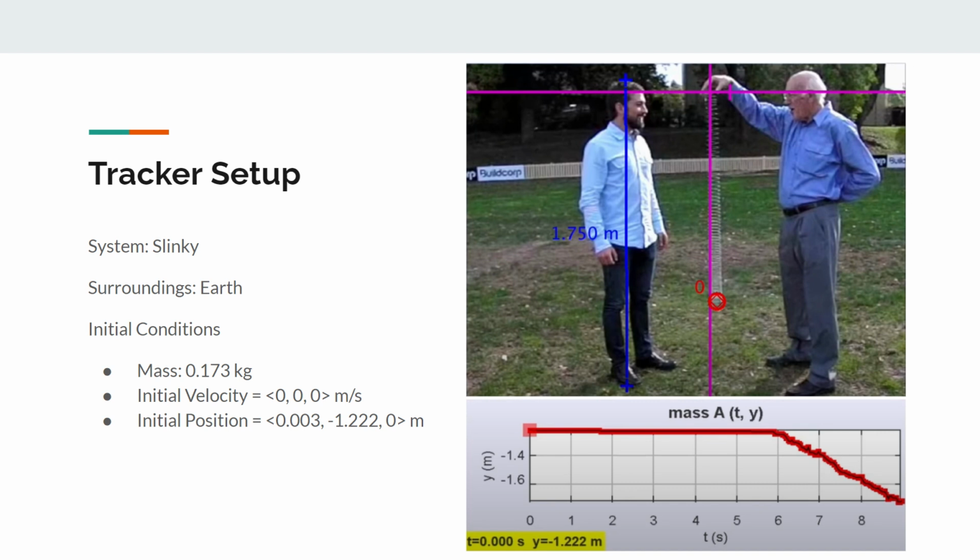You can also see how I set up the coordinate system in Tracker and the graph of the data collected in Tracker, where I have the slinky falling in the negative y direction.